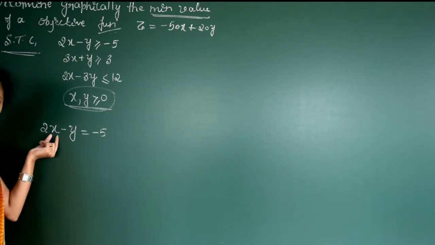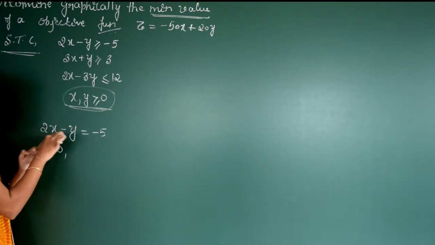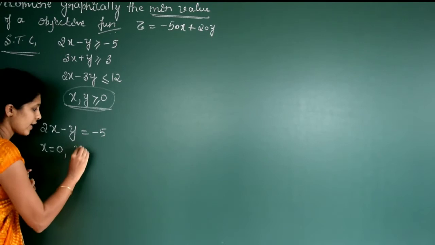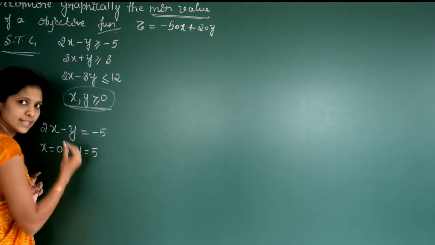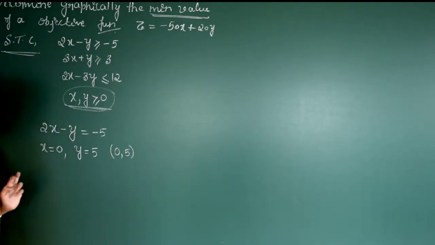If I substitute the value of x as 0, what is the value of y? With x as 0, we get minus y is equal to minus 5. Minus and minus will cancel. The value of y will be equal to 5. So the point is x is 0 and y is 5. This is one point.